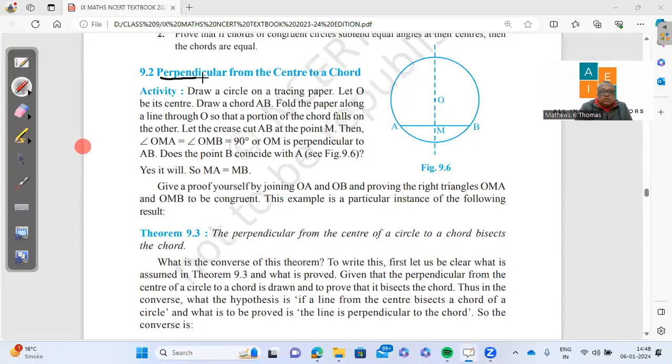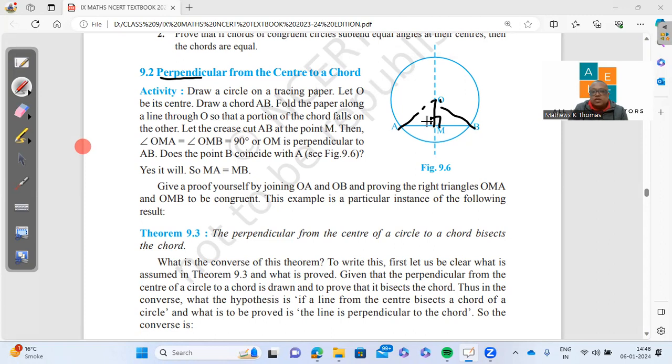Now we go to the next theorem, that is perpendicular from the center bisects the chord. So if this is a chord and if I draw a perpendicular, then the theorem says the perpendicular bisects the chord. So what we need to do is just join OA and OB and prove these two triangles congruent.